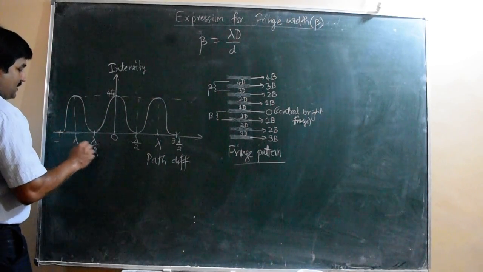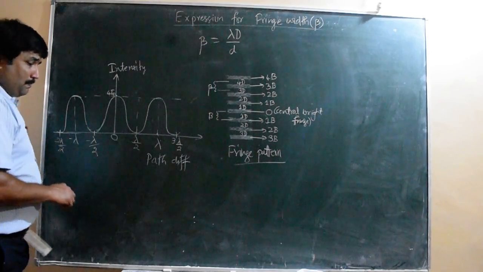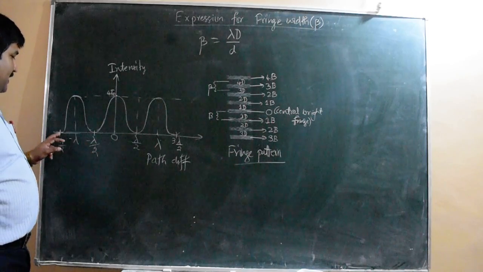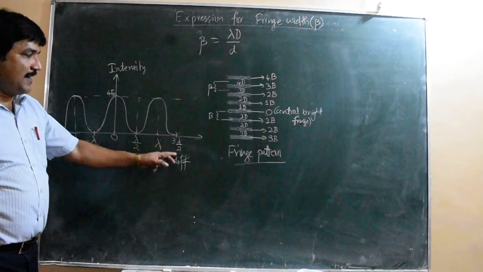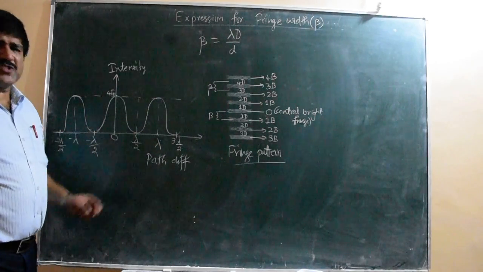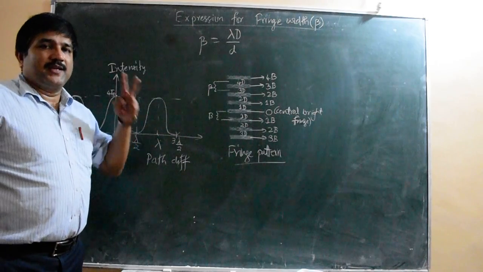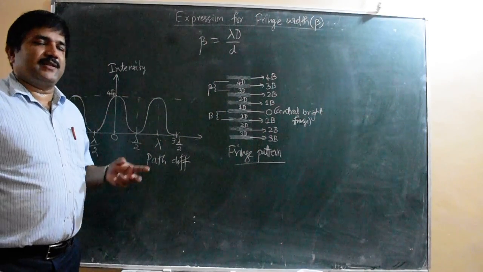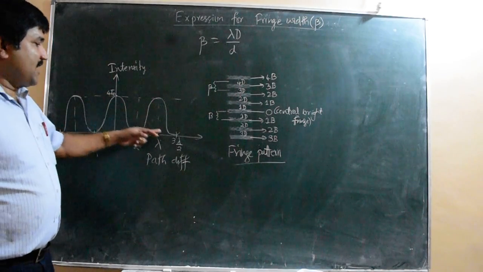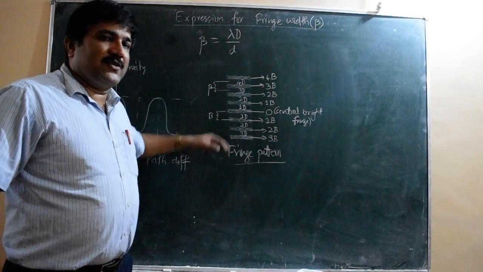Here lambda by 2, and this is lambda, on both sides. So you can take minus lambda by 2, minus lambda, minus 3 lambda by 2. For such path differences we get dark: minus lambda by 2, minus 3 lambda by 2, lambda by 2, 3 lambda by 2, 5 lambda by 2, etc. We get almost 0 intensity when two slits are illuminated with the same intensity, each slit giving out light of intensity I0. A dark fringe will have intensity 0. Dark fringe means absence of light.